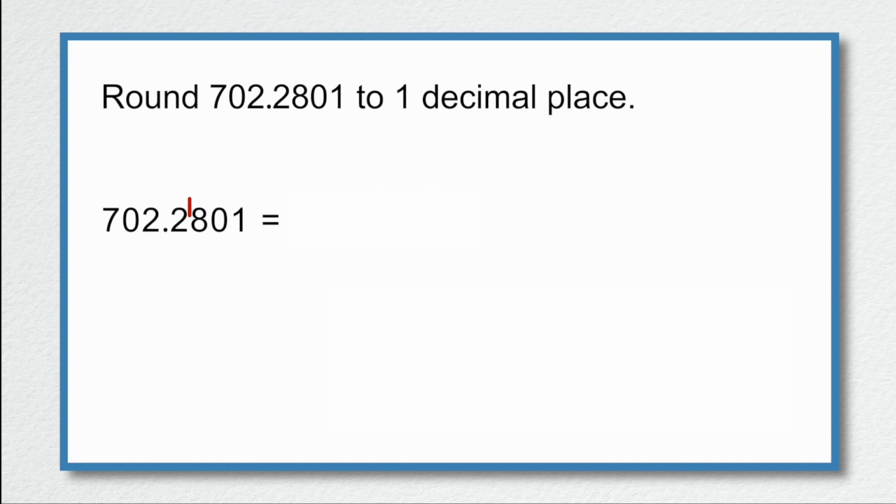So here's our cutoff point, and we now have to say, right, does this 2 remain as 2, or do we round this 2 up to 3? We look at the first digit after the cutoff point, which is equal to 8. We're not concerned with any of the other digits. Now, because this digit is 8, we will round the 2 up to 3. So 702.2801 rounds to 702.3 to 1 decimal place.